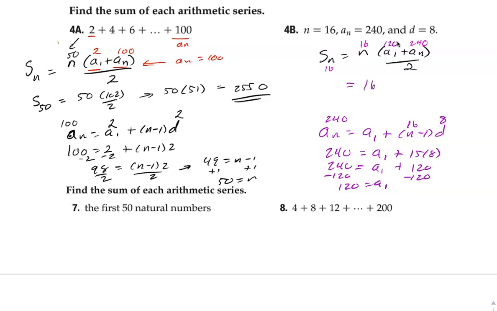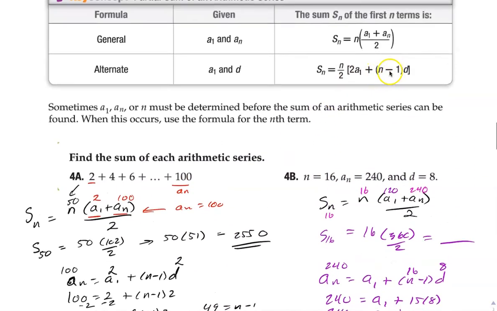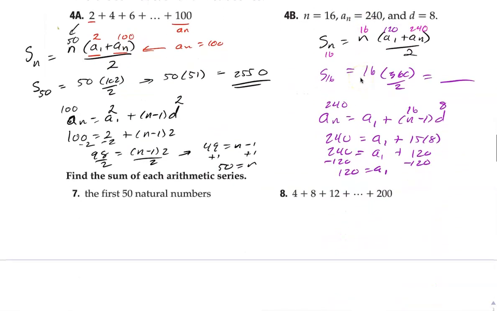It would be 16 times, what would that be, 360 divided by 2? And whatever that turns out to be would be my answer. So again, use the formula, plug it in. If you're missing anything, go back to the original. Let's do the sum of the first 50 natural numbers. But in this case, since we used that one twice, I'm going to use the other equation. Let me use this one. I'll show you why I like that one sometimes.